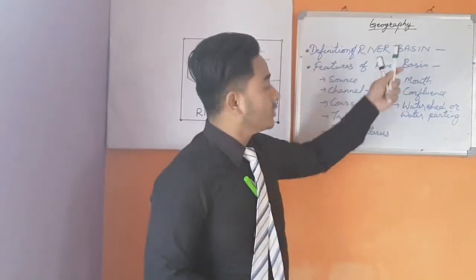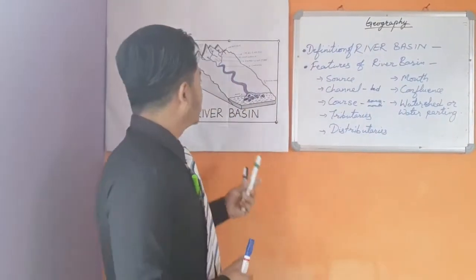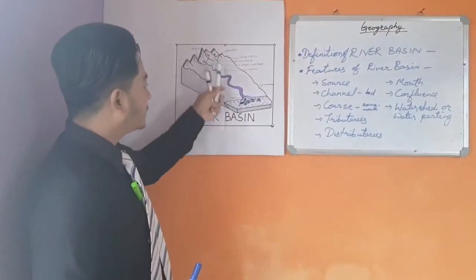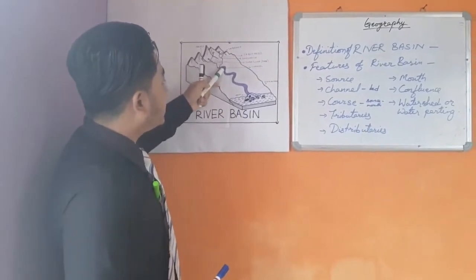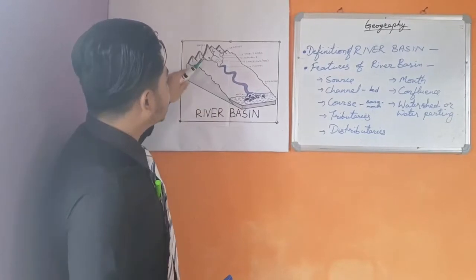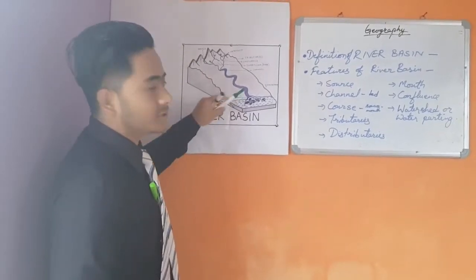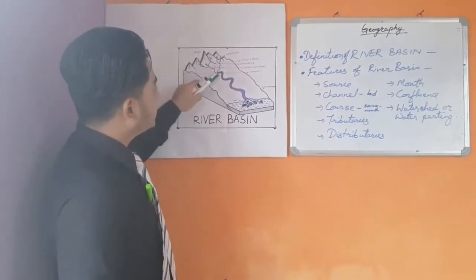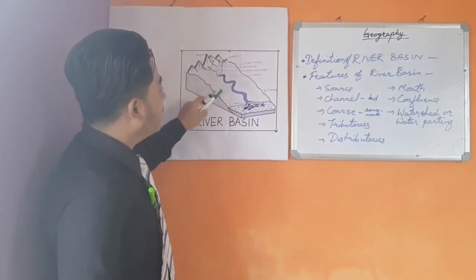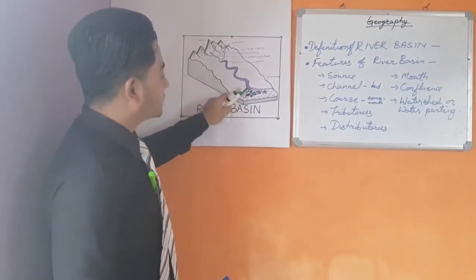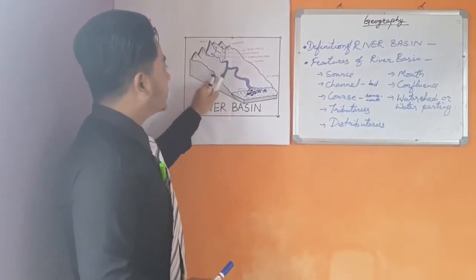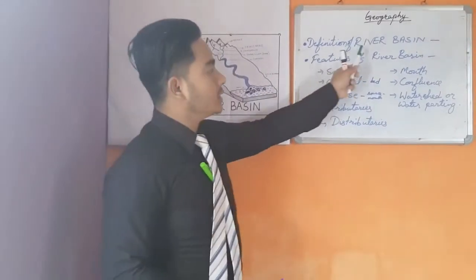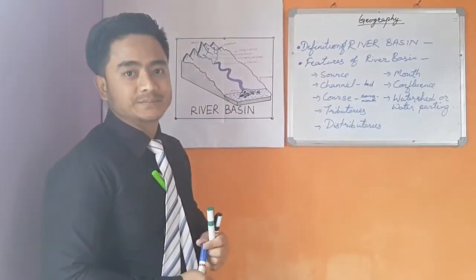Let us now learn about the definition of a river basin. As you can see in this diagram, the area or the land that is drained by the river. That means you can see in this diagram the area or the places where the river is flowing. This area or the land that is drained by this river is called a river basin.